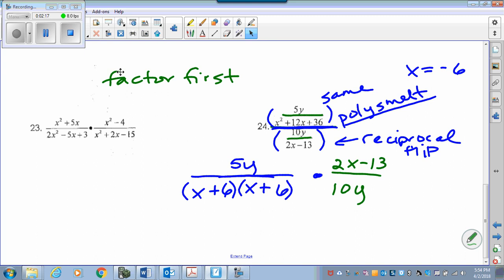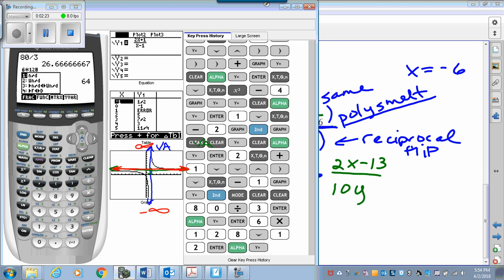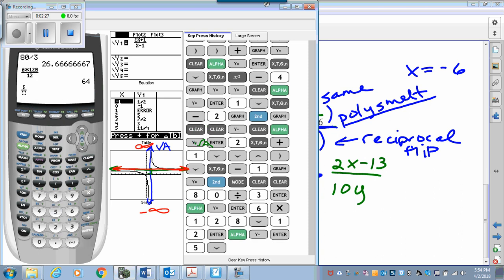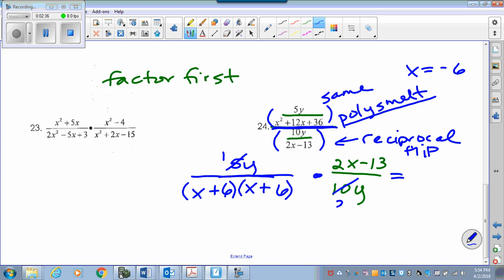All right, so I can reduce this, 5 over 10, and I could do that on my calculator. I could go alpha y equals enter, and 5 over 10 reduces to 1/2. So cross that out and cross that out, that's 1/2. And then my y's, y divided by y, anything divided by itself is 1, or you subtract 1 minus 1 is 0, and anything to the 0 power is 1. So those go away, and what I'm left with is 2x minus 13 over x plus 6 squared. I can write it like that if I want to.